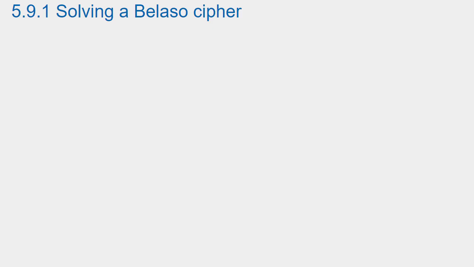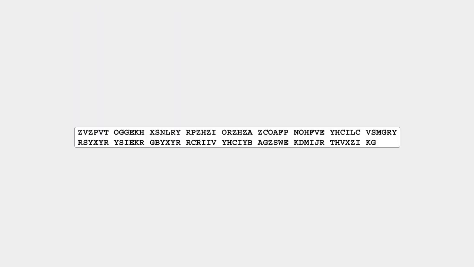Section 5.9.1. Solving a Vigenère cipher. With the Vigenère cipher, all of the substitution alphabets are simply the standard alphabet shifted by some amount. Determine the amount and you have solved the cipher. The first step is to separate the characters that have been enciphered with each letter of the key. Let's look again at the example from section 5.5.